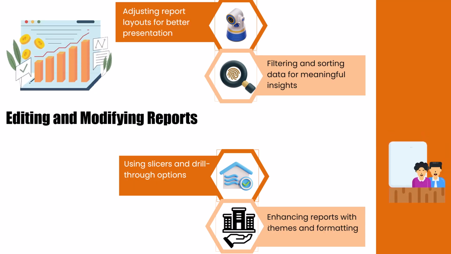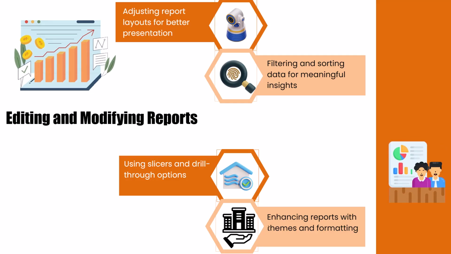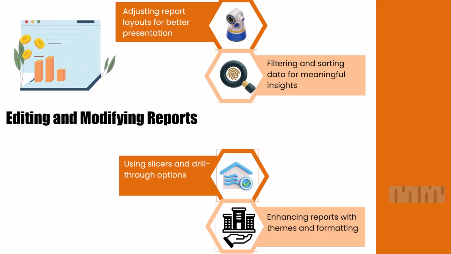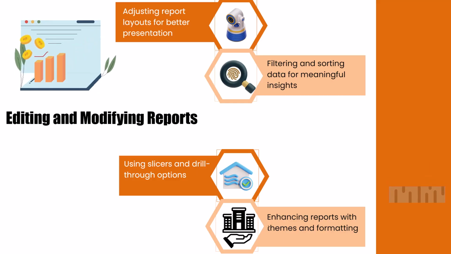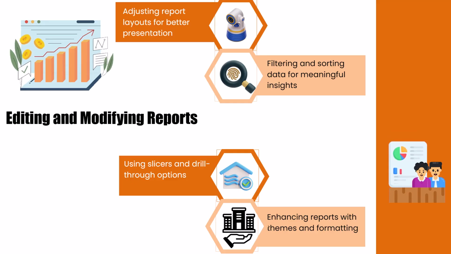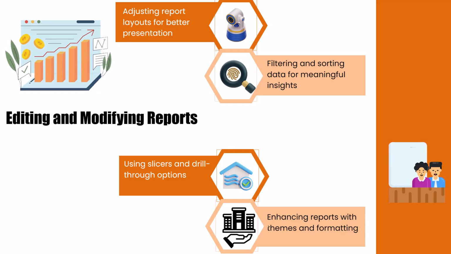Now that we have visuals, let's tweak our reports to make them even better. First, we refine the layout so everything looks polished. Then we get fancy with filters and sorting to find the stories hidden in our data. Up next, slicers and drill-through options to make navigation seamless. Finally, a dash of formatting and themes to make sure your report isn't just smart, but stylish too.